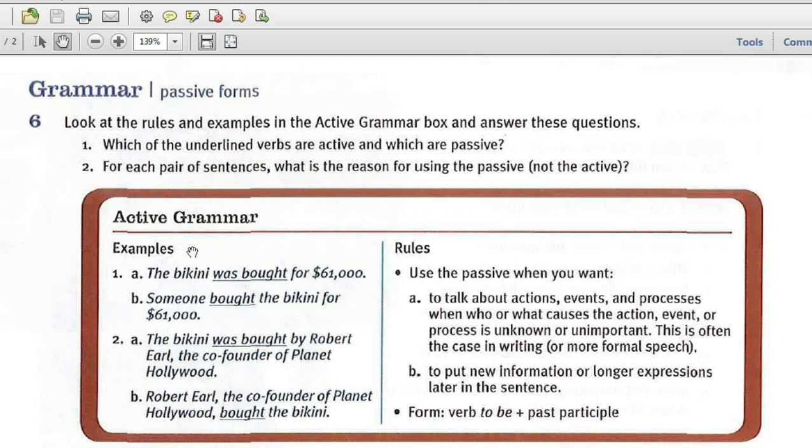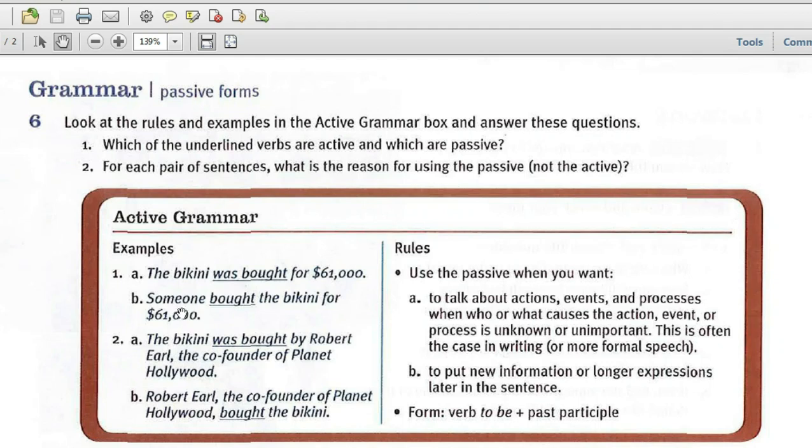Now, why do we need passive form? It is because of the subject. If you think the subject is important, then you put the subject in the front. The bikini was bought for $61,000. The bikini is in the front because we think that the bikini is an important piece of information. So the bikini was bought.